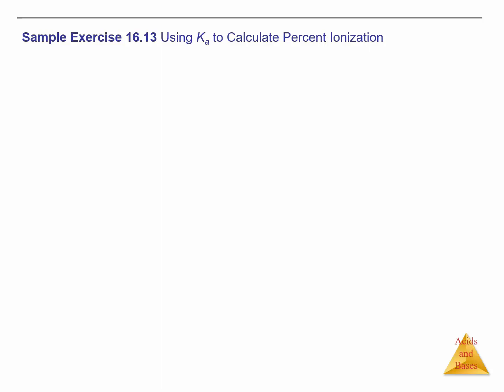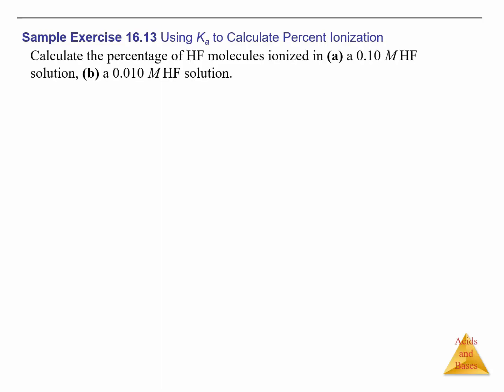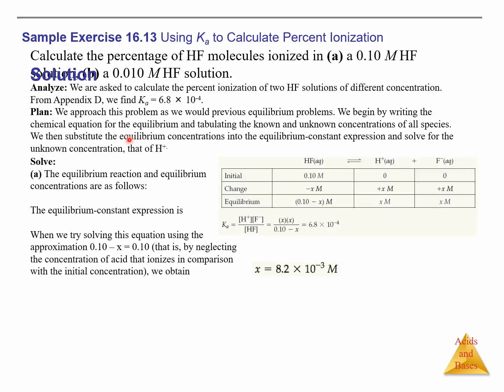in this sample exercise. Using Ka to calculate percent ionization, calculate the percentage of HF molecules ionized in first a 0.10 molar HF solution and then in another solution. So let's start with the first one. Now Ka from Appendix D for HF equals this value. Again, this is the equilibrium. We fill in the table, and then also we make the approximation.